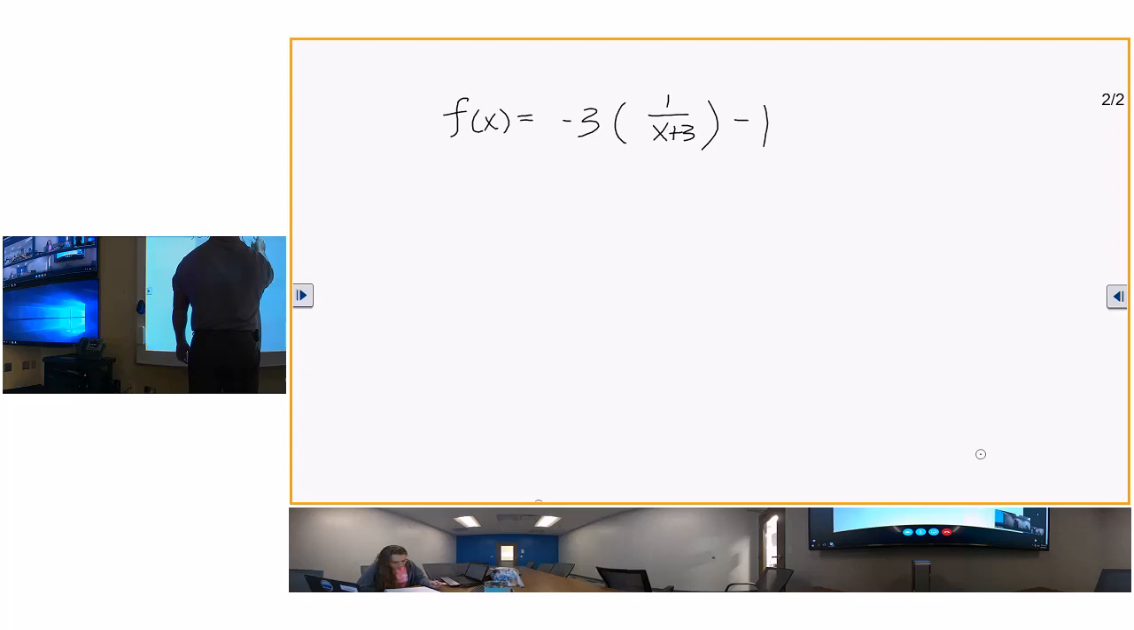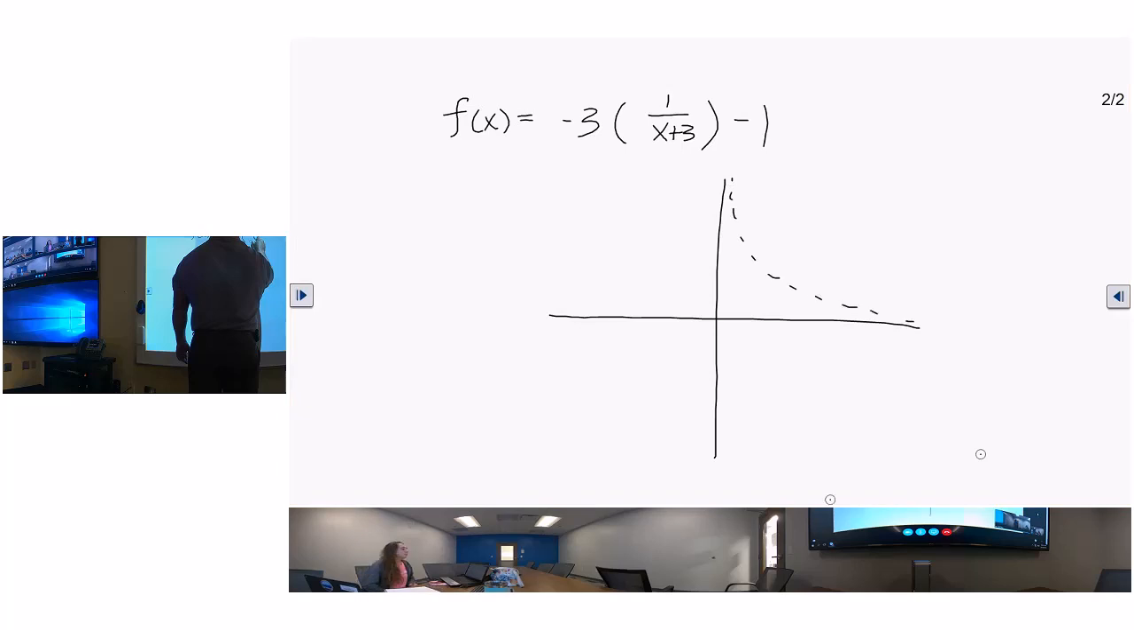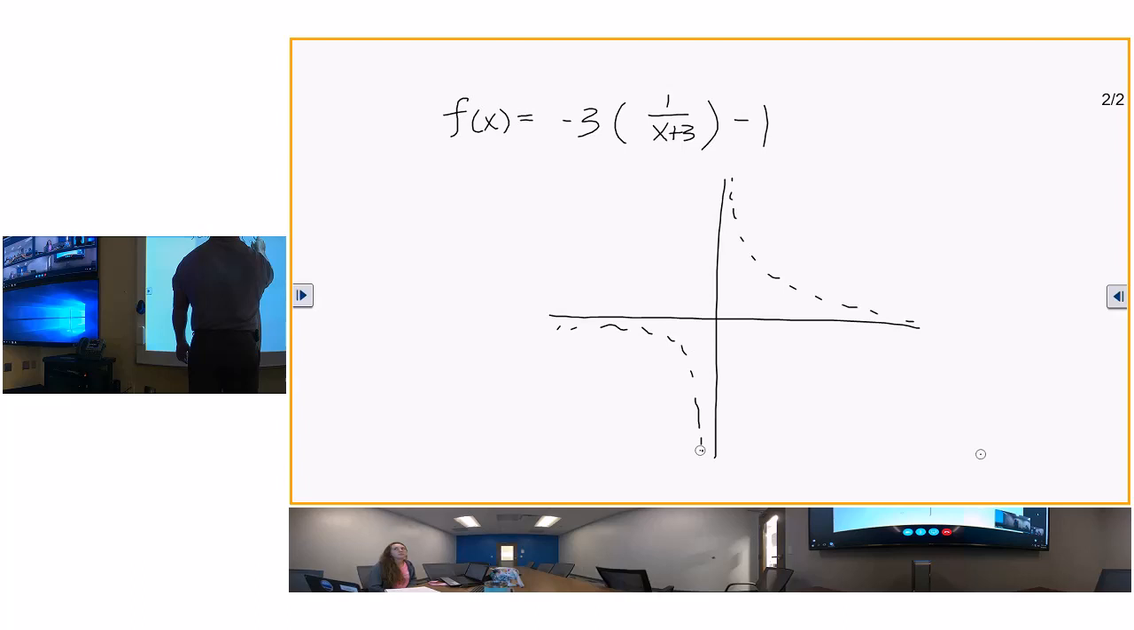So you might want to draw a big graph here. And I'll give you the parent graph. Here's the parent graph. There's your parent graph. That's half volcano.